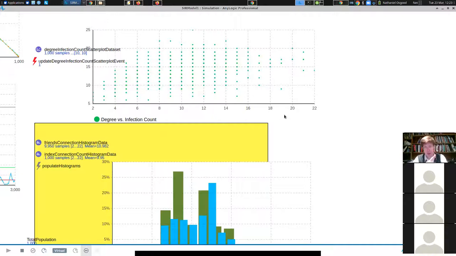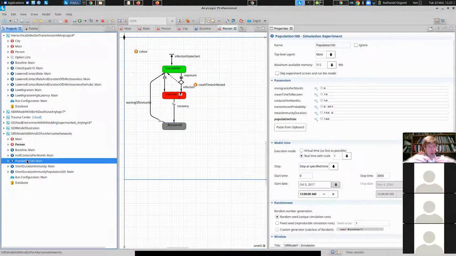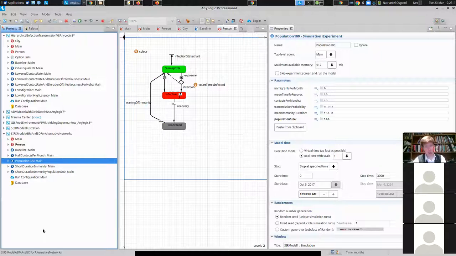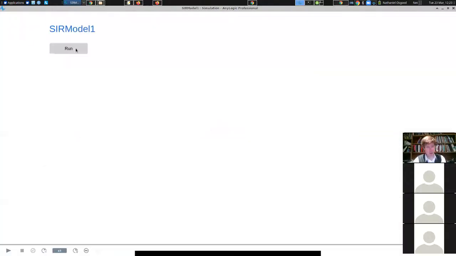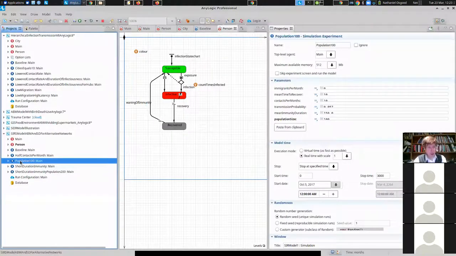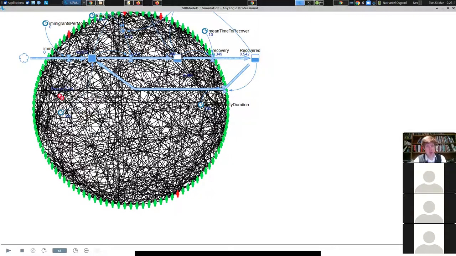But before we do this, I think we're going to switch to a model which has, or a scenario, an experiment which has a smaller population, just to make it a little bit more visually clear when we compare networks, okay? So if you go and you run this one here, it's called population 100, you should be able to get something that looks like this.